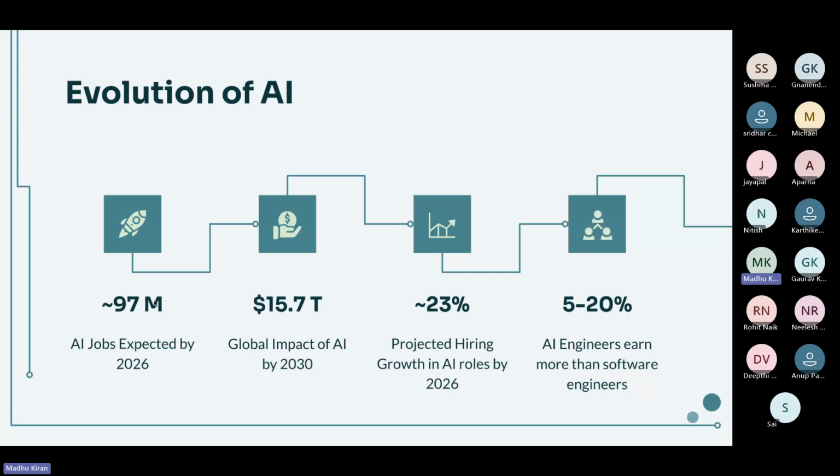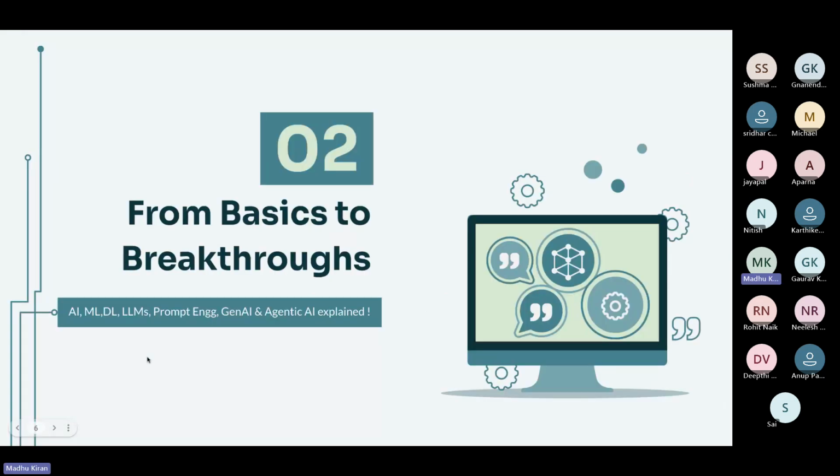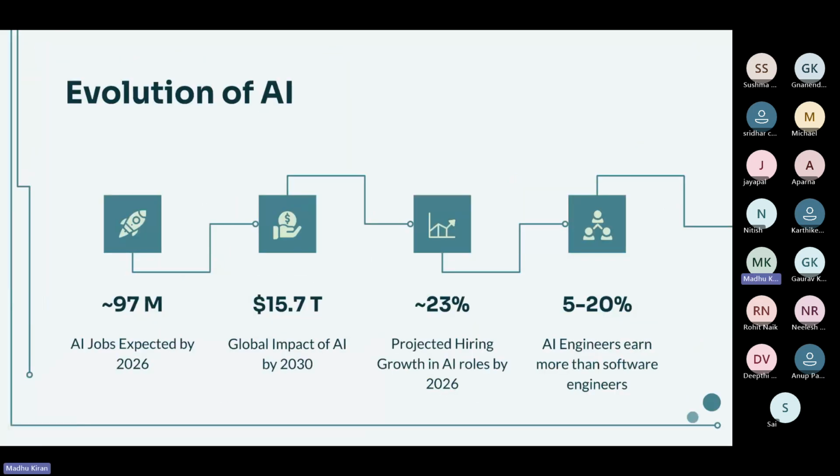So by 2026, AI is expected to create 97 million new jobs worldwide. That's huge, right? And by 2030, AI could add around $13.7 trillion to the global economy. Just to give you a perspective, that's more than the GDP of India and Germany combined today. And hiring in AI roles is growing at around 23% every year, way faster than many other fields.